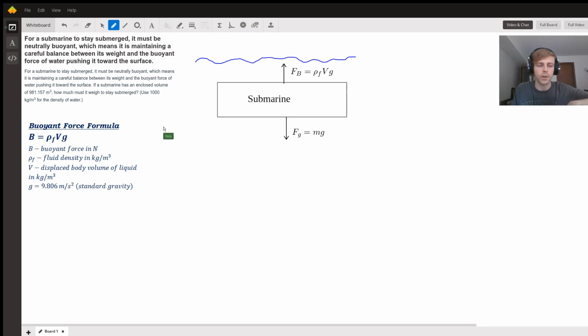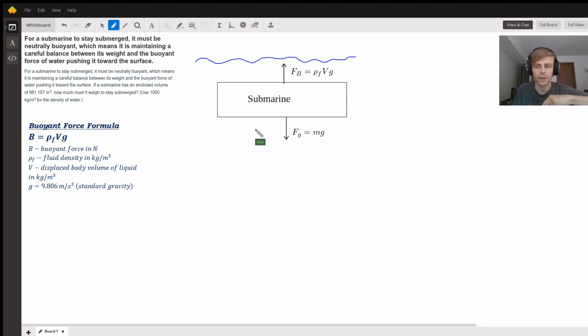Now the buoyant force formula, I'm going to go over here to direct your attention to that. The buoyant force is equal to the density of the fluid being displaced. So in this case, that rho is the density of water, not of the actual submarine. Then the volume that is displaced, which is the volume of water displaced. Because the submarine goes into the water and pushes the water out of the way, the amount of water that's displaced is the same as the volume of the submarine. So V is both the displaced volume of the water and the volume of the submarine. And then g is our standard unit of gravity here.